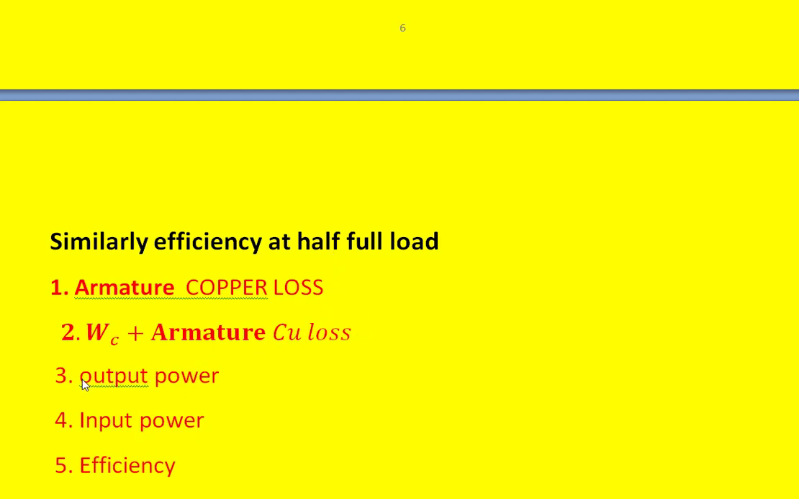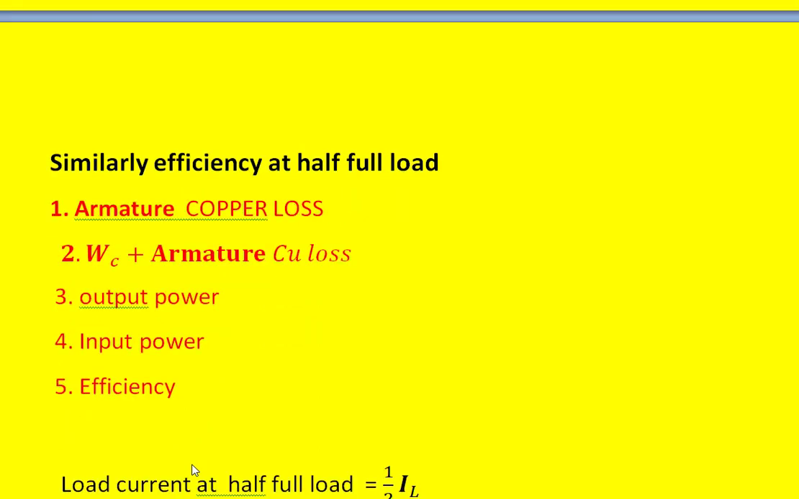Then we calculate the output power, that is nothing but V into half full load current. Input power means output plus total loss. Then we calculate efficiency by dividing the output by the input. If you want to calculate the efficiency in percentage, you have to multiply output by input power into 100.